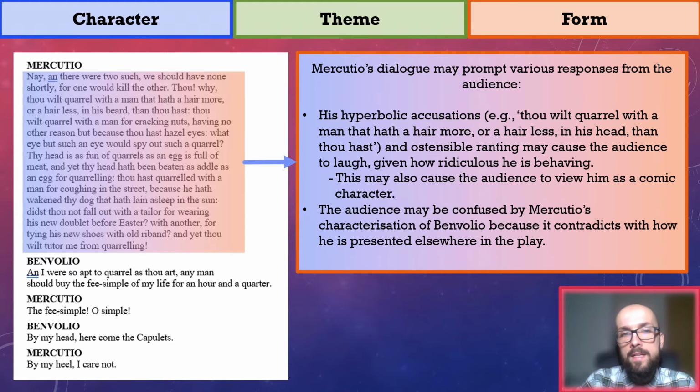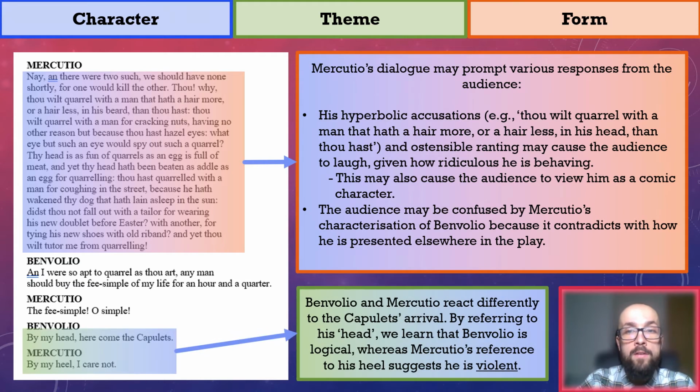Now this topic quickly fades into the background once Benvolio notices that some Capulets are approaching. The way in which Benvolio and Mercutio respond to this development reveals different things about their characters. For Benvolio, we get the impression that he is a logical character because of the connotations of the noun head, whereas for Mercutio, we get the impression that he is a violent character because the noun heel sees him assert that he will easily beat the Capulets in a fight and force them to grovel at his feet.